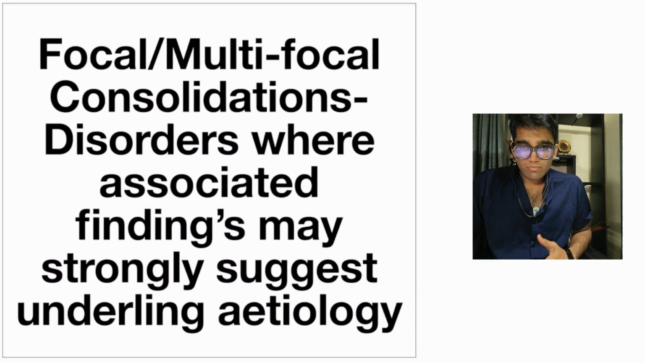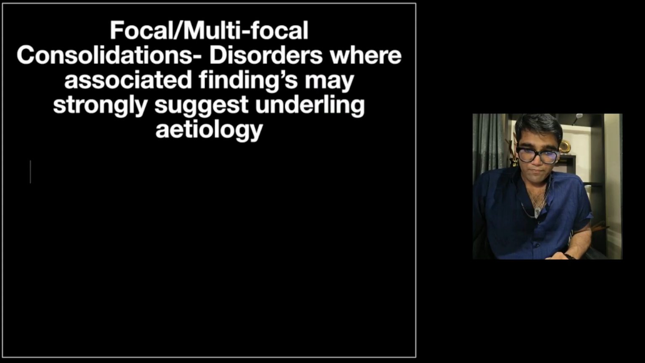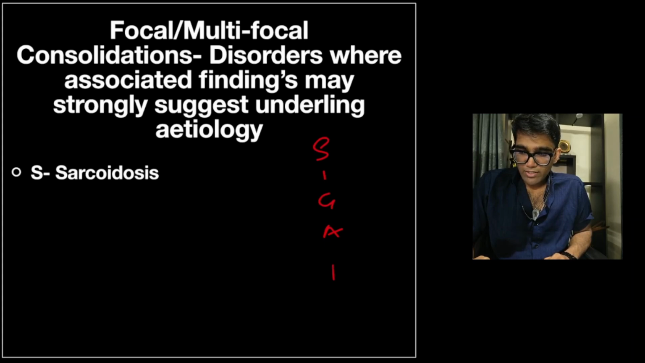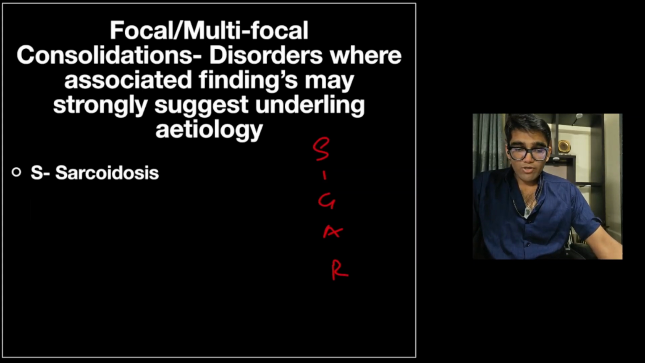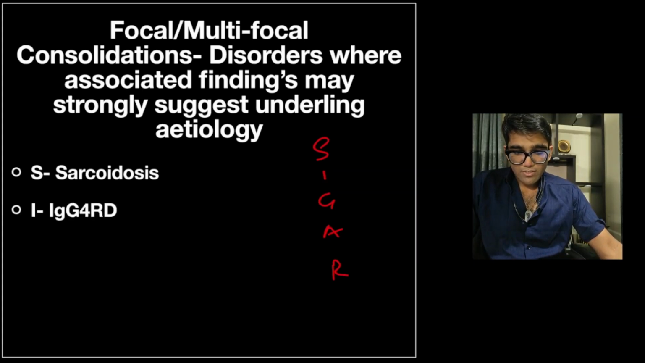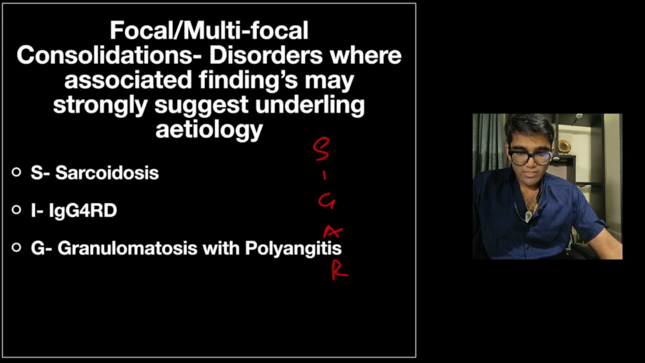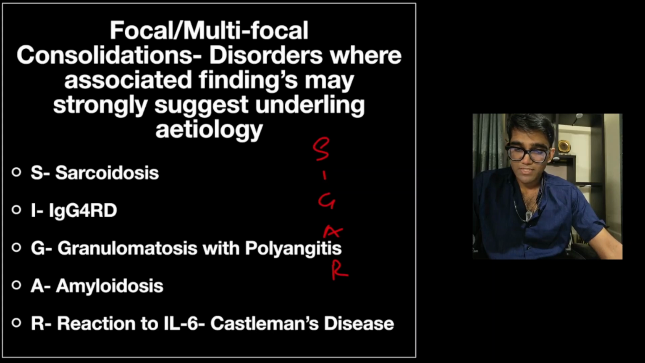Now, coming to the centerpiece of this talk, that is focal and multifocal consolidations, where the findings strongly suggest an underlying etiology. I use the mnemonic CIGAR here because this is essentially disorders that are infiltrating into a tissue and therefore are causing tissue enlargement. So S stands for sarcoidosis, I stands for IgG4 related disease, G stands for granulomatosis with polyangiitis, A stands for amyloidosis, and R stands for raised IL-6 levels as in Castleman's disease.